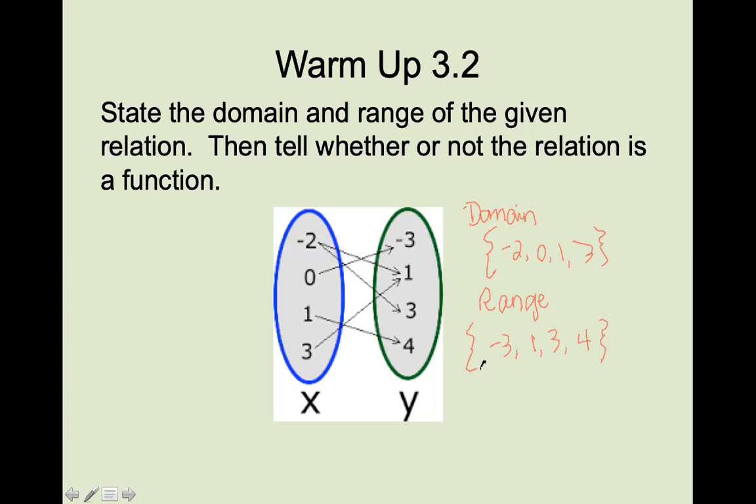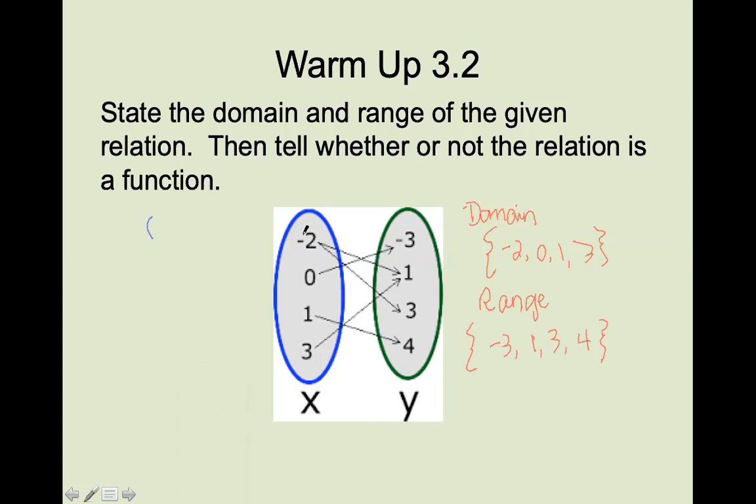Okay, next it asks us to tell whether or not the relation is a function. So I'm going to switch color here. So remember, we're looking for any repeats of x values, or if we were graphing these, we'd use the vertical line test. So I'm going to change this mapping diagram to be a set of ordered pairs, because remember, all relations can be written as a set of ordered pairs.